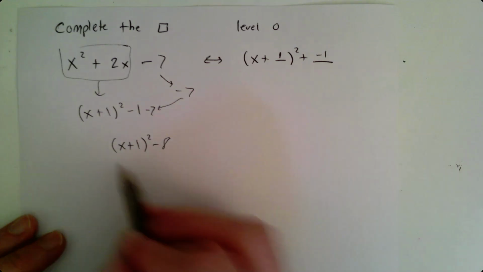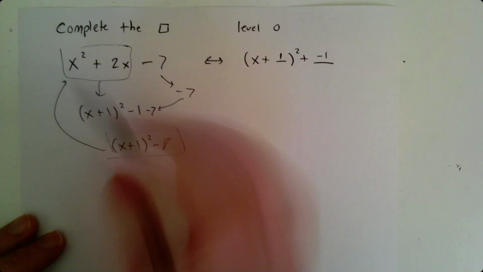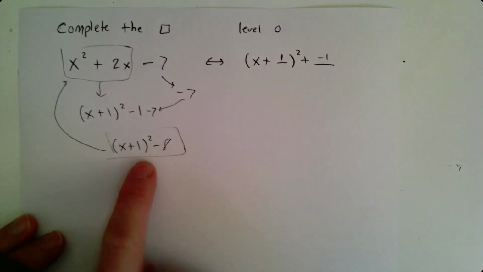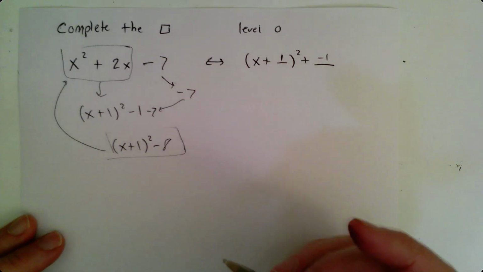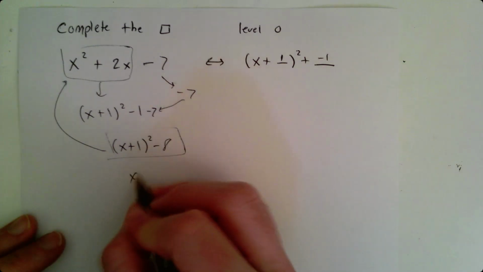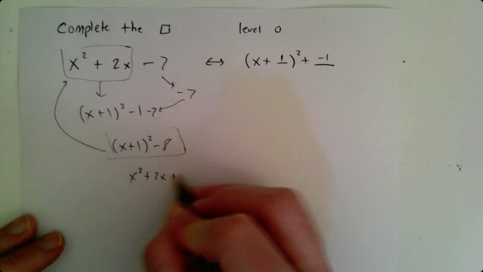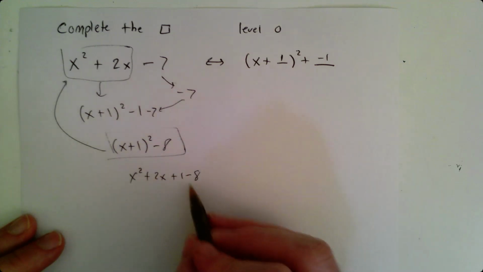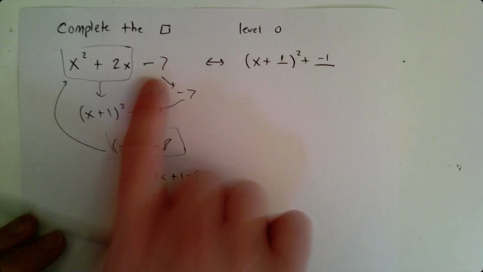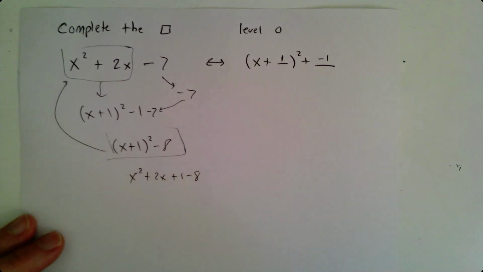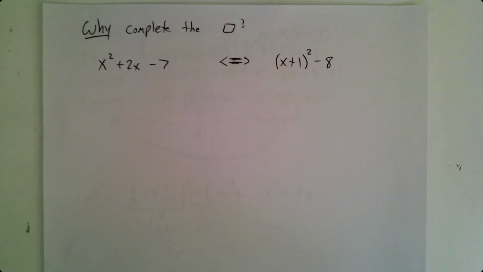You can always double check to see if it works by multiplying this out and seeing, did you get the thing that you started with? So when I multiply this out, I'll get x squared plus 2x plus 1 minus 8. The 1 minus 8 produces minus 7. So you can see that it worked. Okay, so we solved our simple problem. We completed the square to get this, and we know that those are the same because when you multiply this out, you get the first one. Come back in the next video for 2 reasons why it's helpful to complete the square.